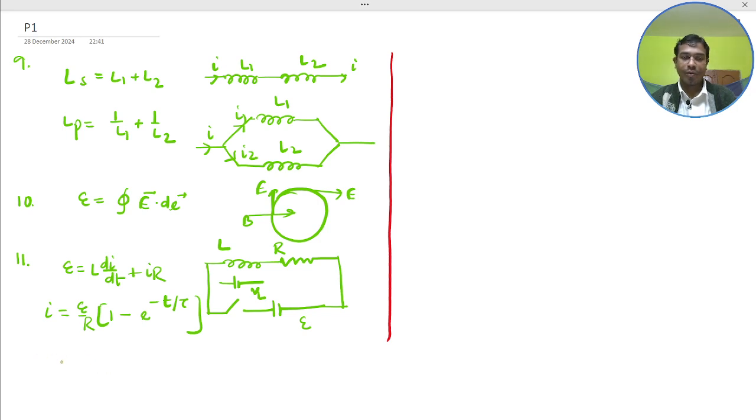And here the current, very important, is epsilon by R times 1 minus exponential minus t by tau, and the VL, the voltage difference across the inductor, L di/dt, would become epsilon exponential minus t by tau, where tau is basically L by R. This is the time constant.